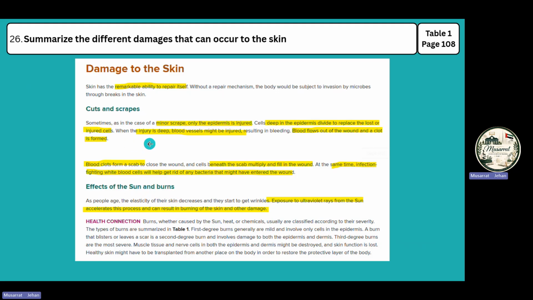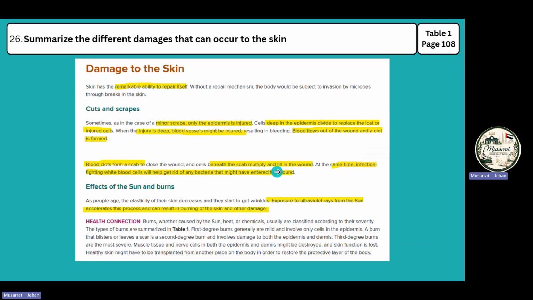But when the injury is deep and blood vessels might be injured, there can be bleeding, blood flows out of the wound and a clot is formed. This clot will form a scab. It becomes hard and forms a scab, and beneath the scab, the cells multiply and they fill the wound. After some time, the scab will fall off and the skin is intact then. Infection-fighting white blood cells can also help with the bacteria that enter the wound.